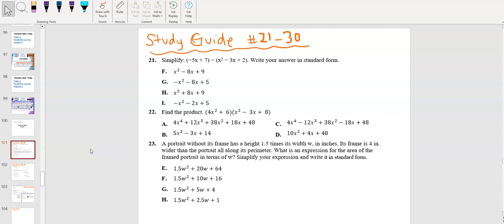These are questions 21 through 30. Most of the questions in this section are all about factoring, multiplying products, and adding and subtracting binomials and polynomials. So let's get started.